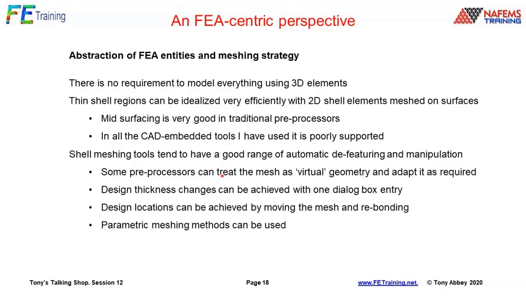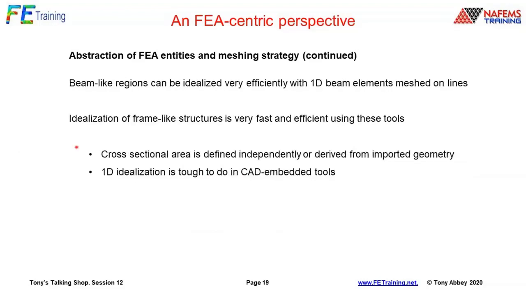So if I want to change the thickness of a plate or a sheet, for example, it's one dialog box entry, and then the mesh is changed. There's no change in topology. It's just a data point. I can change the design locations by moving the mesh around and rebonding. Those are the parametric methods that I talked about.